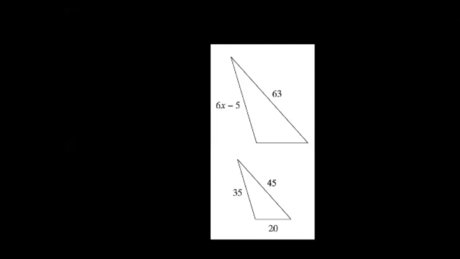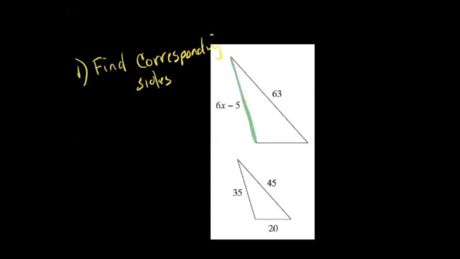Okay, we need to solve for x here. So the first thing that we're going to do is find our corresponding sides, same as we always do. For me, I see this left side is going to go with the left side here. The right side is going to go with this right side here. And then the bottom is going to go with the bottom, right?